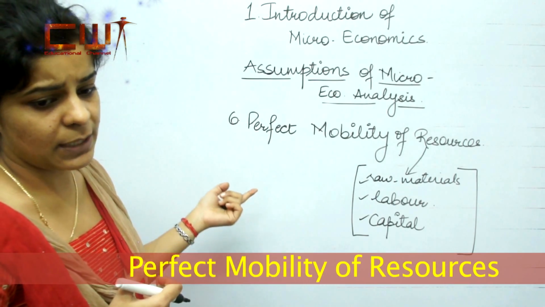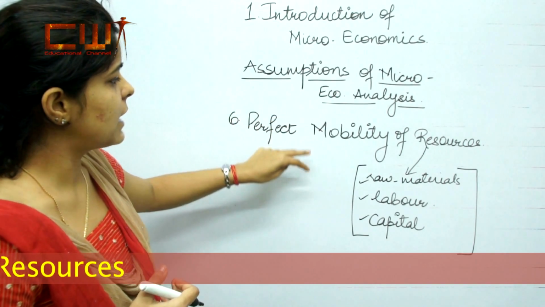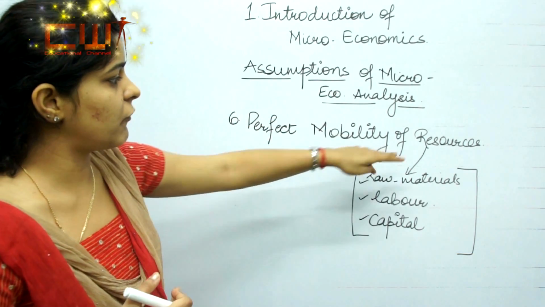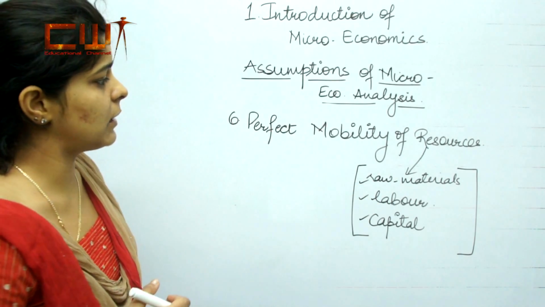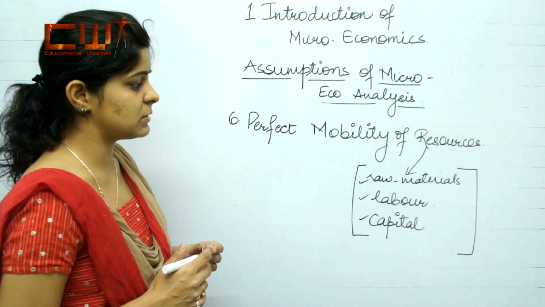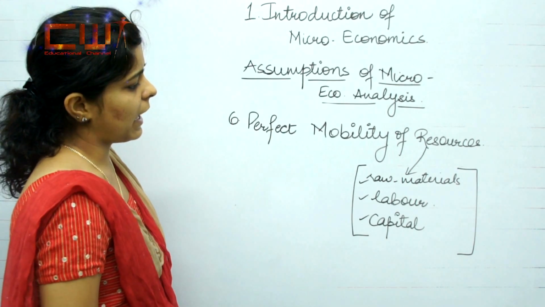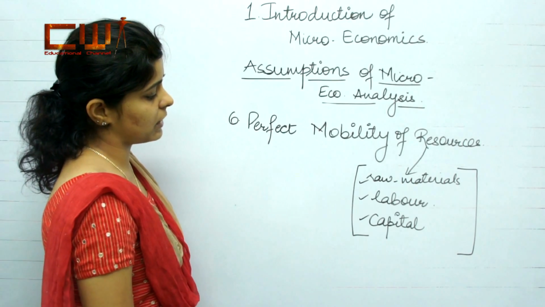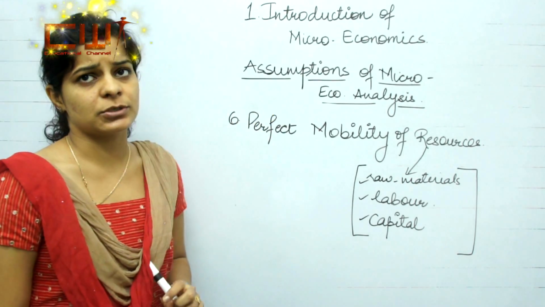These are some of the assumptions of microeconomic analysis, and this is the last assumption, that is perfect mobility of resources. Raw material, labor, capital. There could be other resources also that are used in the business, but these carry the most perfect mobility and could be transferred from one place to another without any hindrance. That is one of the assumptions, right?